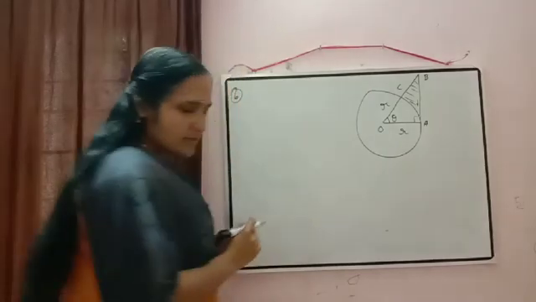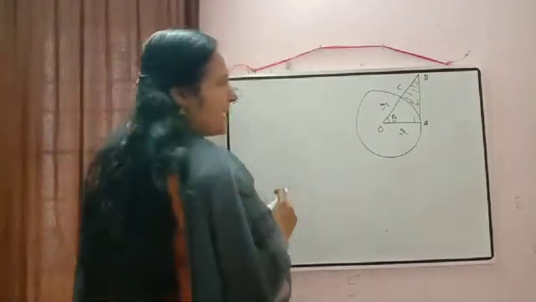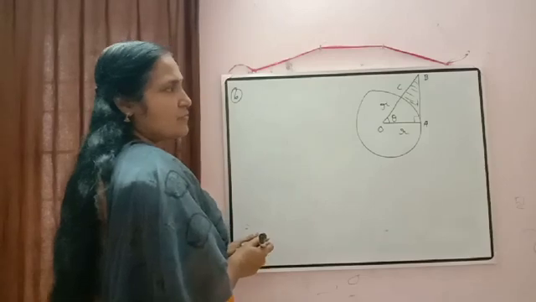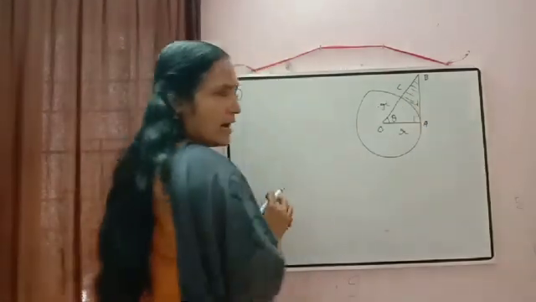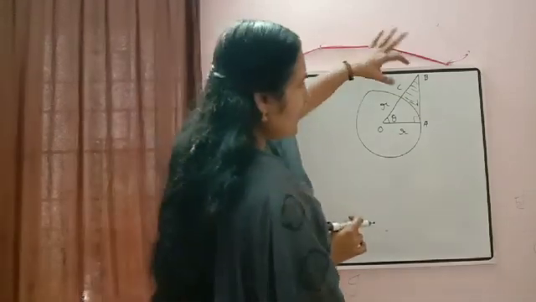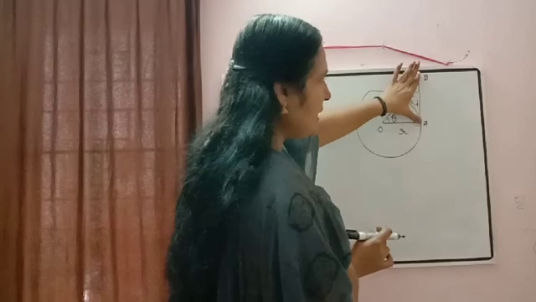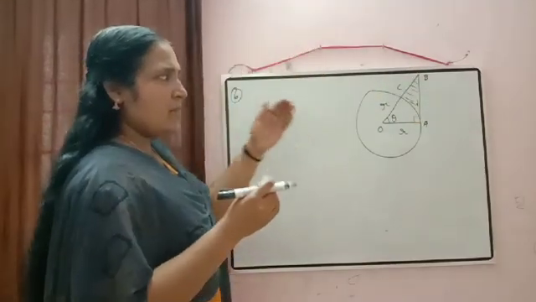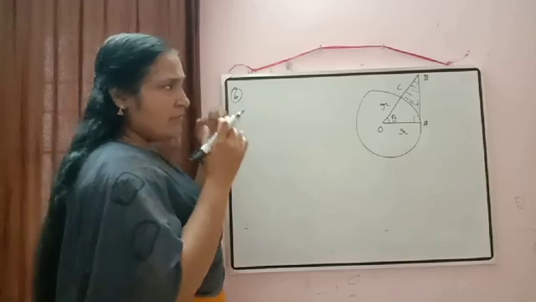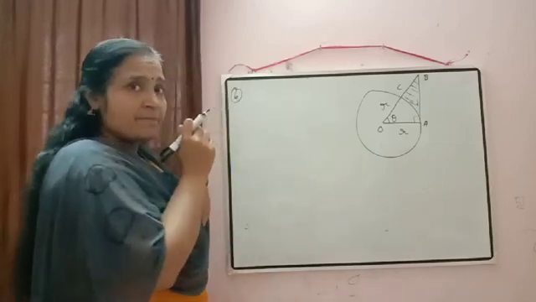So first is we have to calculate the perimeter of the shaded region. Perimeter of the shaded region means what are the things we need? First we need length of the arc AC. And then what we need? We need the line segment BC, and then we need the length of the line segment AB. One angle we have and one side we have. Remaining all we have to calculate. So here we have to use the concept of trigonometry.